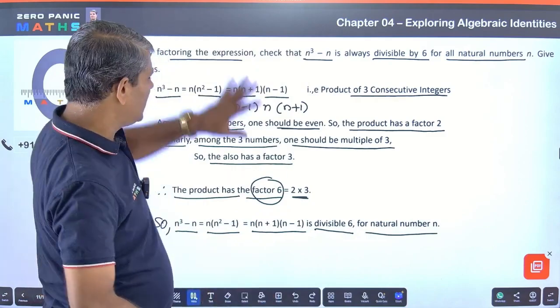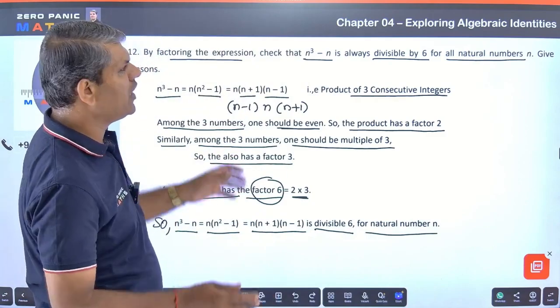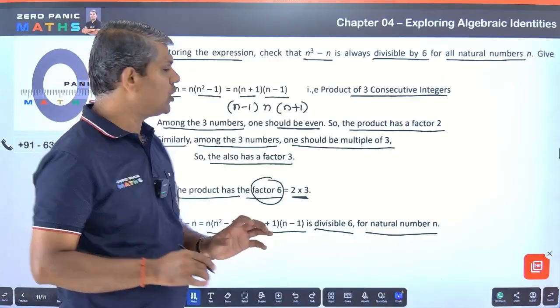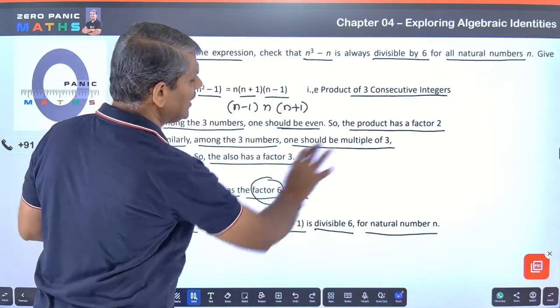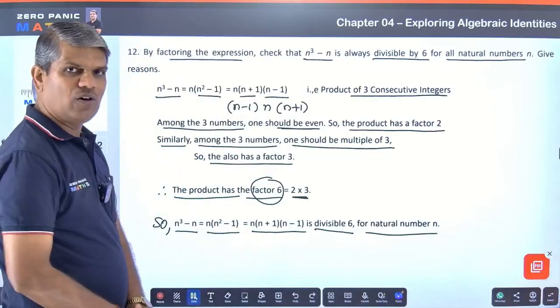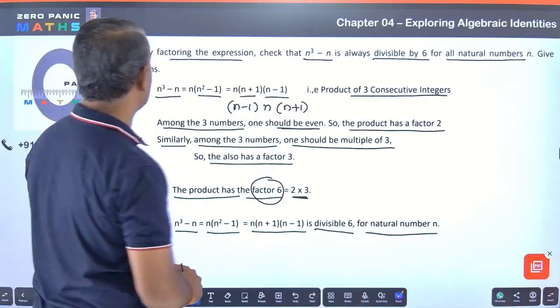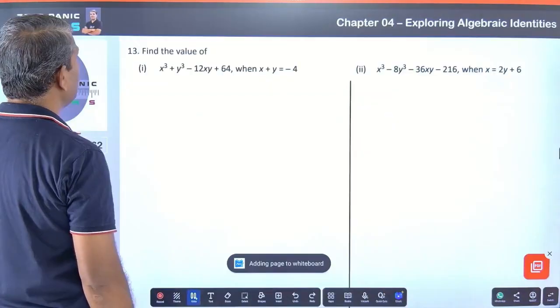Okay, there are some descriptions written here. I didn't want to waste time writing these things, that's why I've already written it. Okay, I think you got this. Let us quickly move to the next problem.